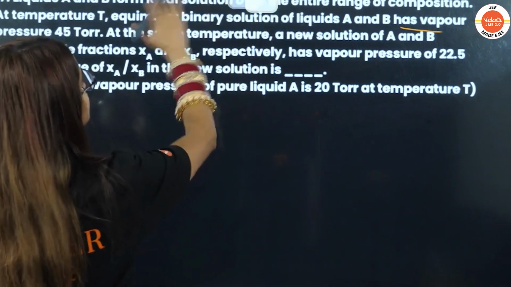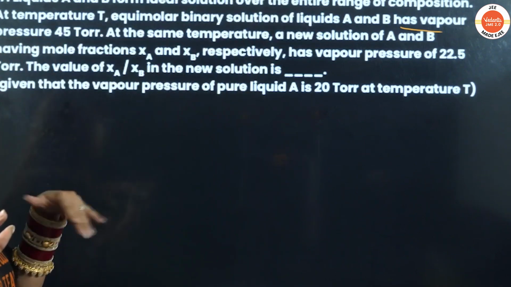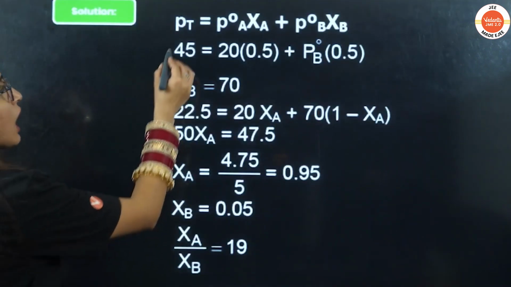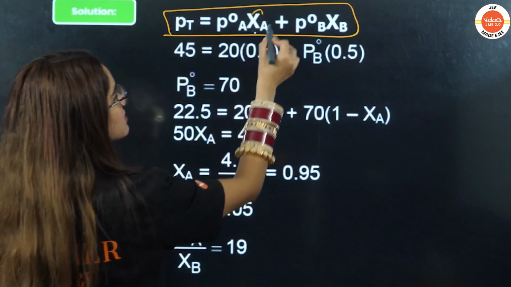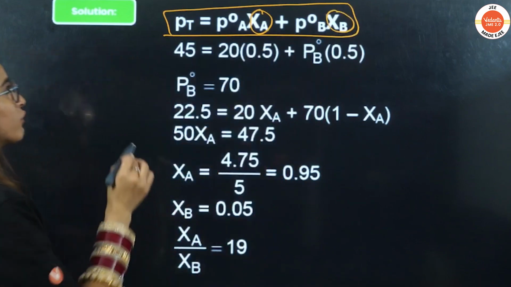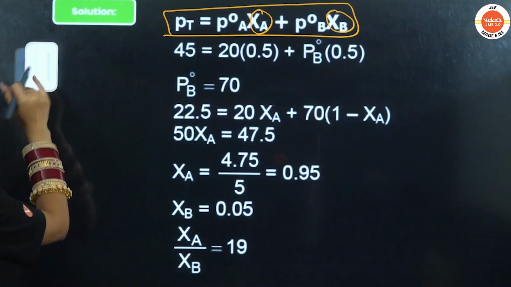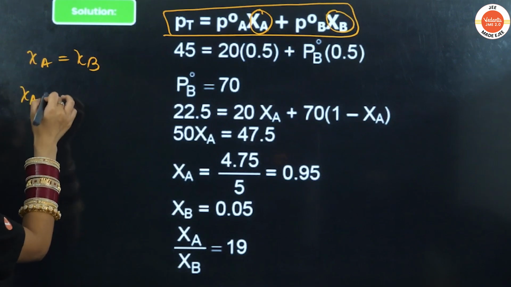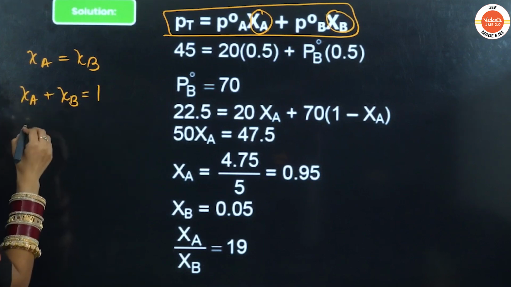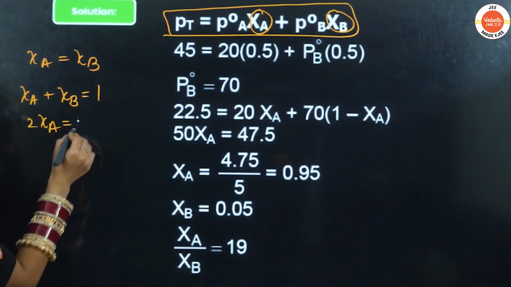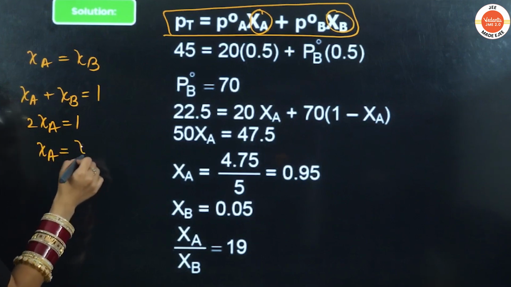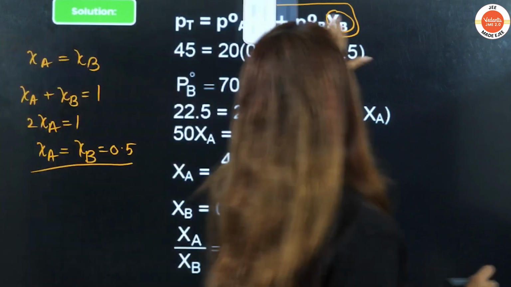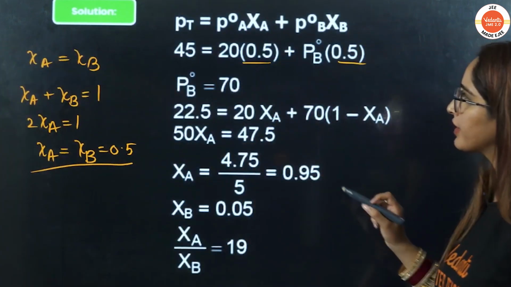But firstly they are saying that you have total pressure where the solution is equimolar, that means your mole fractions are equal. So applying Raoult's law here, these are equal, right? We know that the mole fraction of all the components sums to unity. So if I say twice the mole fraction is 1, the mole fraction of A or of B will come out to be 0.5 here. That is how you will put the value of mole fraction as 0.5.